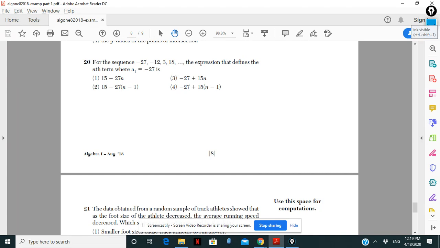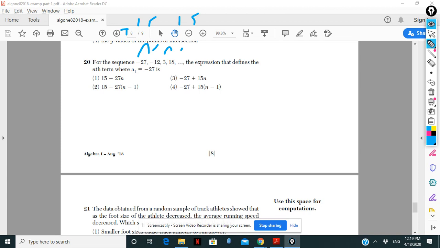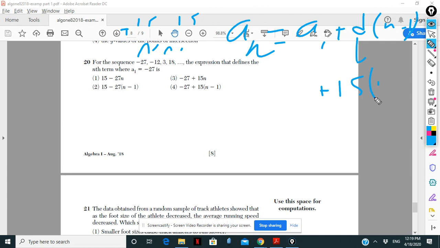Question number 20, for the sequence, you're giving me a sequence -27, -12, 3, 18. So if you're looking, it's coming by adding 15. Okay, so the common difference is 15. If you're going for the reference, it's going to give you a_n equal to a_1 plus d(n minus 1). The d value is 15, n minus 1, and a_1 is -27. So it should be 4.